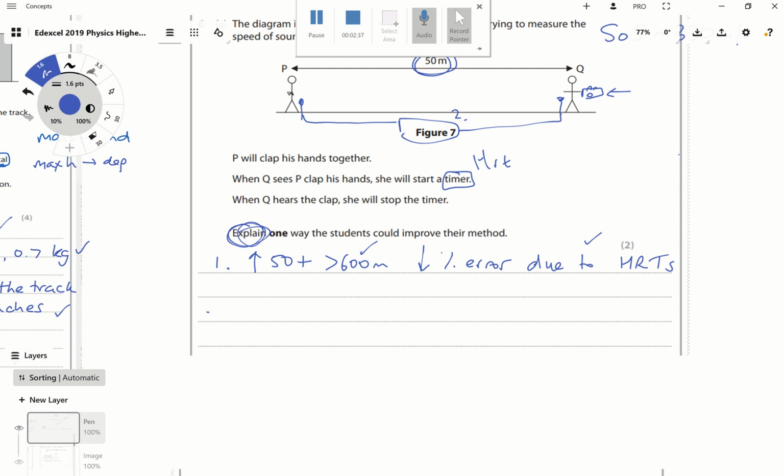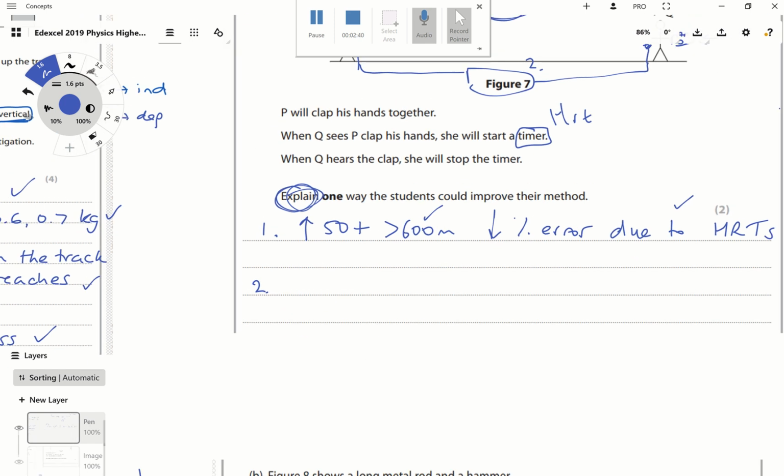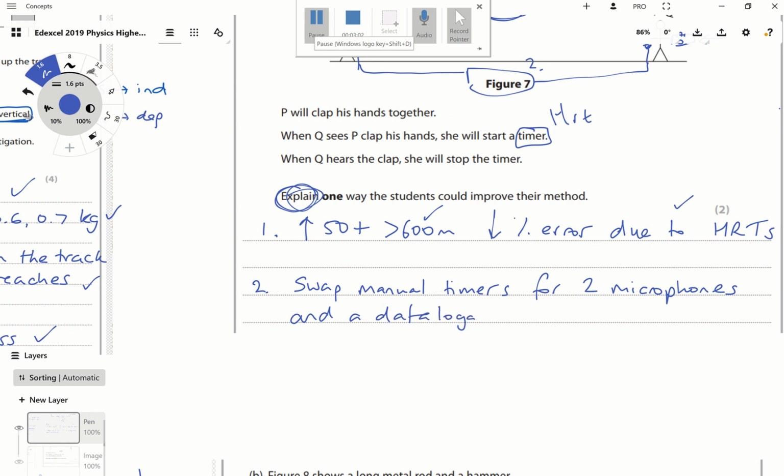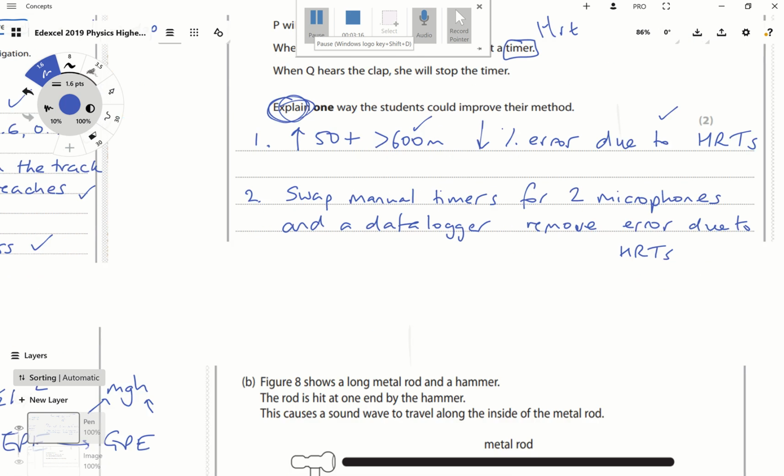Now I'm going to go on to number 2. And that is swap the manual timers for 2 microphones and a data logger. And what would this do? This would remove the error due to human reaction times. Happy with that? So that helps. Go on to the next part.